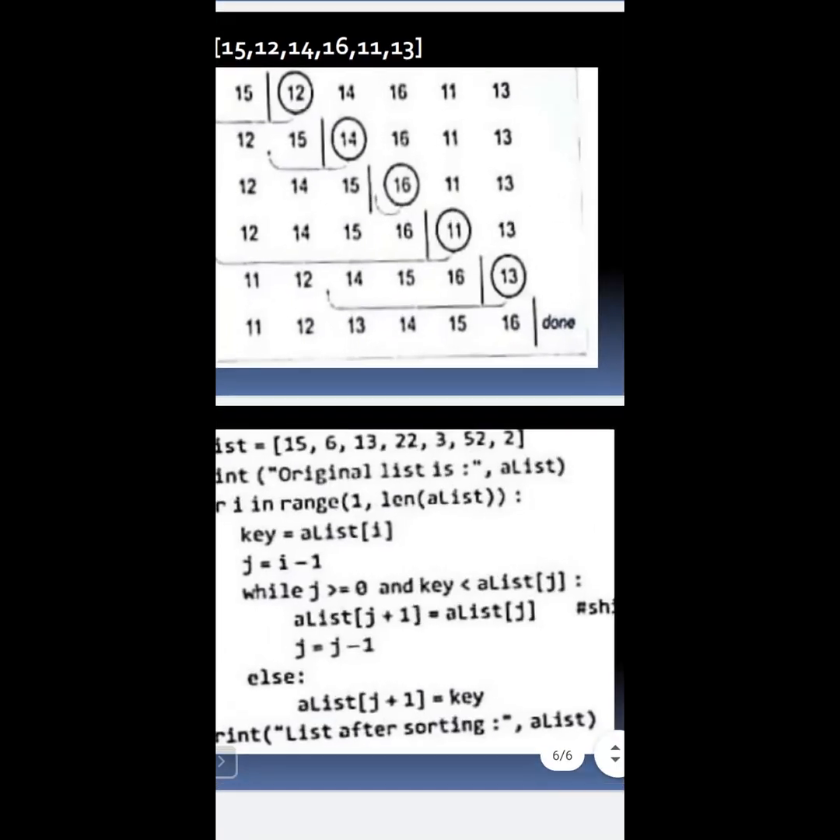So 15 will be assigned to j plus 1. 15 goes to the 6th position, and 6 goes to the 15th position. That is swapping happening. It is another method of swapping. Can you understand this line alone? After the while loop, could you understand? Yes, sir.